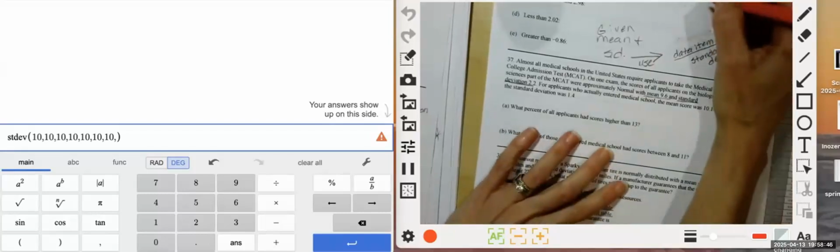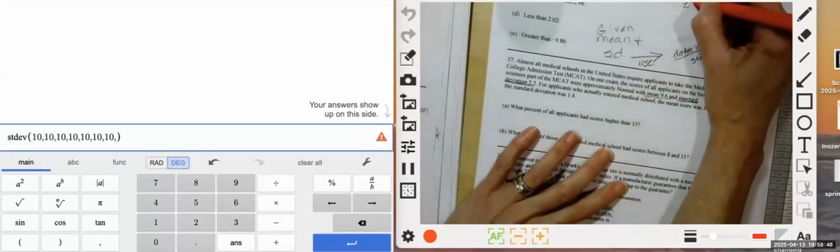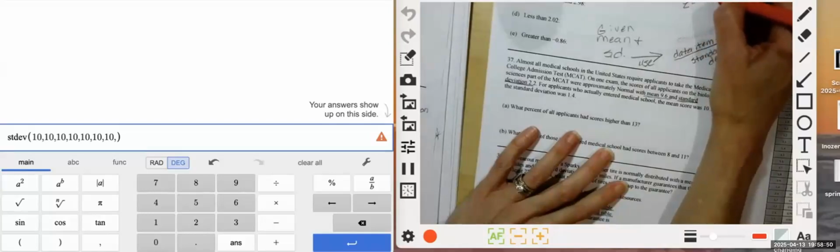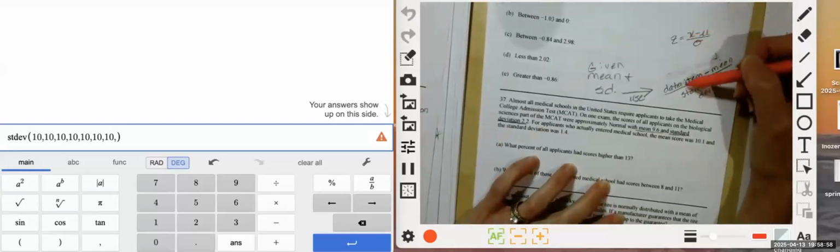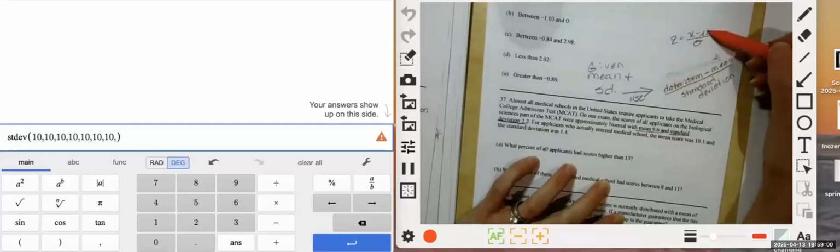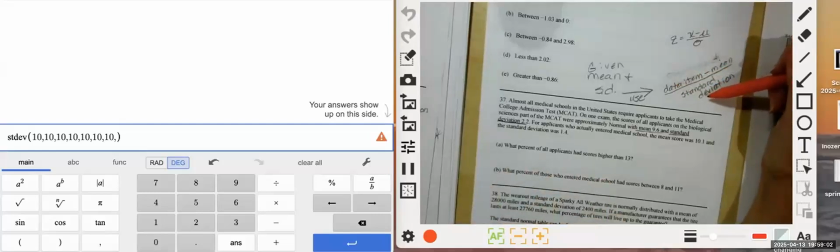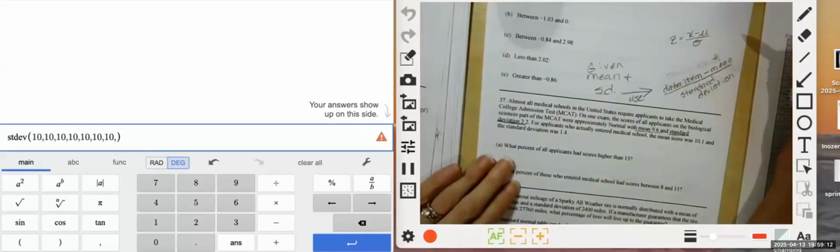Remember it's written z equals x minus mu over sigma. It's always going to be written this way on your formula sheet. Just remember the x is your data item, mu is the mean, and the standard deviation is generally the smallest number, and that goes on the bottom.